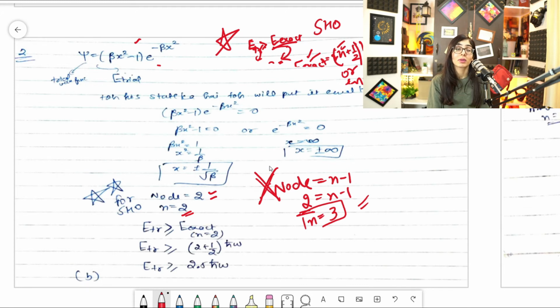So always remember this thing, I have told you I guess 1000 times till now, that always before considering the node formula, this is for a particle in a 1D box.